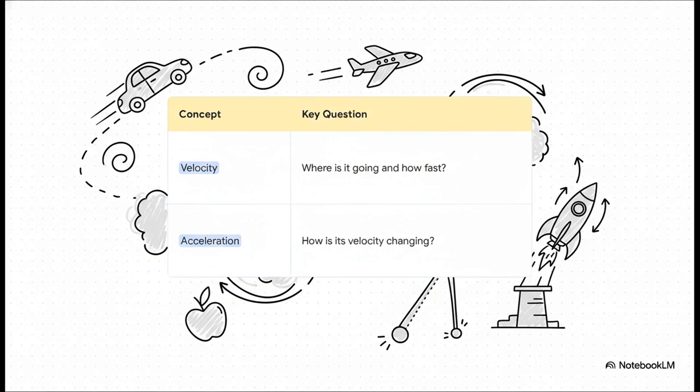So let's boil it down. Velocity is all about the right now. It answers the question, where are you going and how fast are you getting there? But acceleration, it's like a crystal ball. It asks a totally different question. How is that velocity about to change? One tells you what is, the other tells you what's coming next.